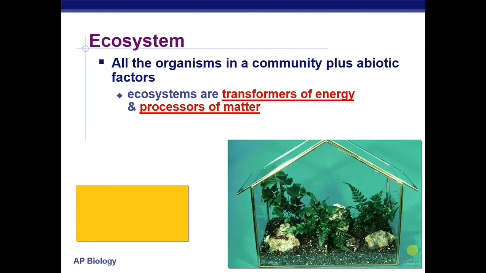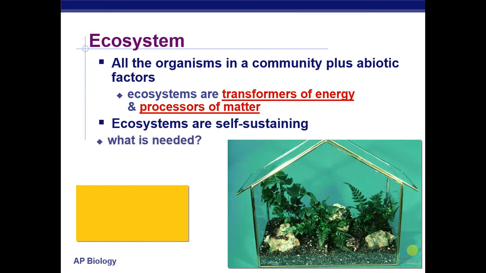Ecosystems are transformers of energy and processors of matter. So the energy that we'll talk about next time, that is available to that ecosystem must pass through all of the different, we'll learn the term trophic levels of that ecosystem, and so too must all of the nutrients that are necessary for biotic life, and we'll talk about how those are processed today.